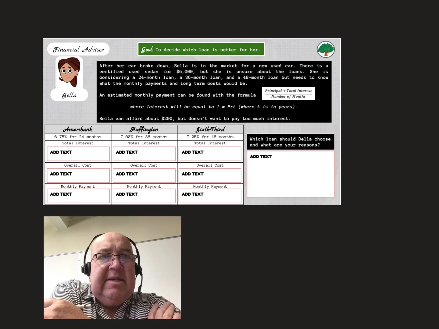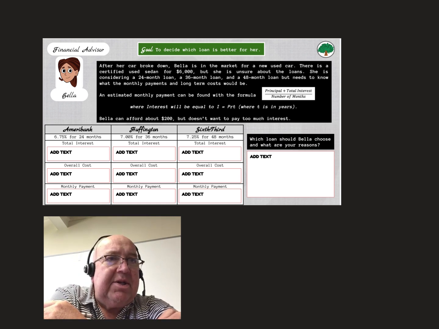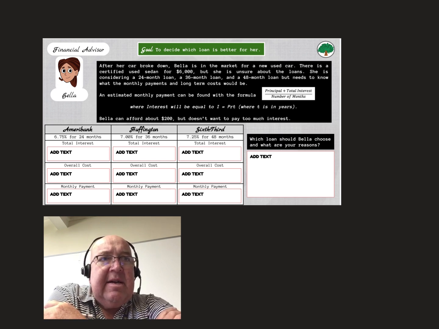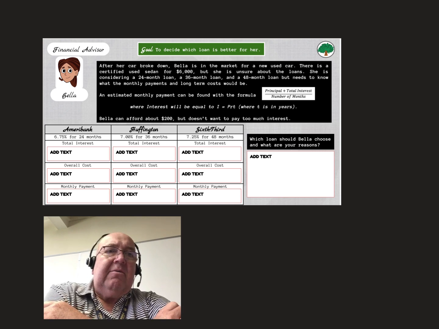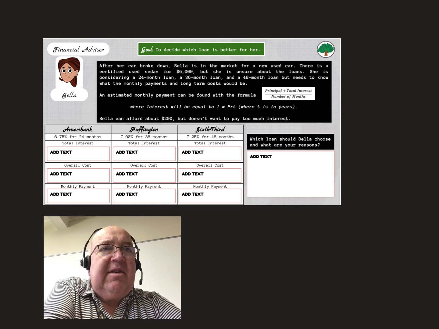In this problem, we're looking at an individual looking at a loan from different banks. They're given a formula that you're going to use to find the total cost of the loan, so you're going to find the interest and then the overall cost, and then you're going to divide that overall cost into a monthly payment depending on which bank offer there is, and you're going to tell her which bank she should choose and why, and look at different problems.